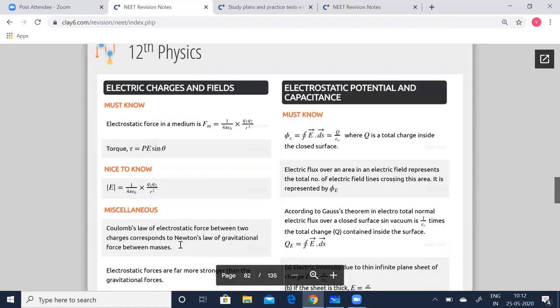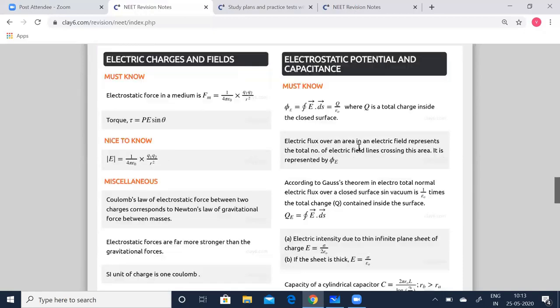Now coming to the second lesson, that is the electrostatic potential and capacitance. Phi E stands for electric flux. Electric flux is nothing but the strength of the field. The strength of the field can be calculated by the number of lines of force passing through that particular area. So phi E is equal to closed integral E vector dot ds vector, where E vector is the electric field and ds is the surface area, which is given by Q by epsilon 0, where Q is the total charge inside the closed surface.